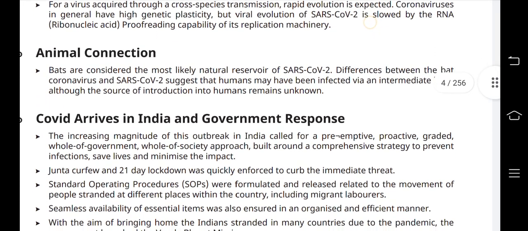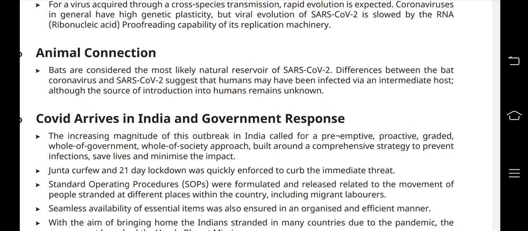Animal connection. Bats are considered the most likely natural reservoir of SARS-CoV-2. Differences between the bat coronavirus and SARS-CoV-2 suggest that humans may have been infected via an intermediate host, although the source of introduction into humans remains unknown.